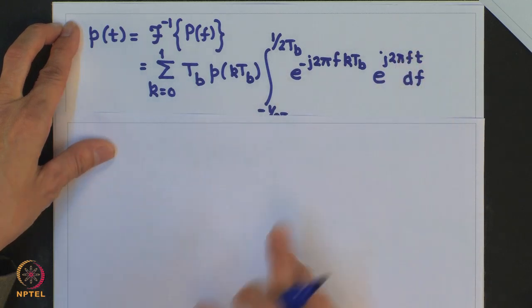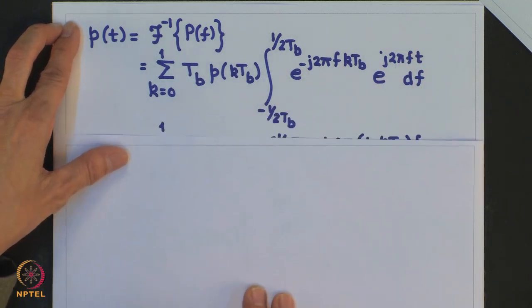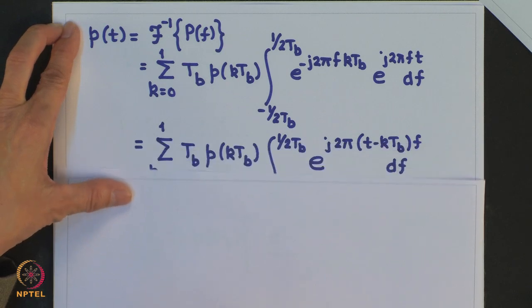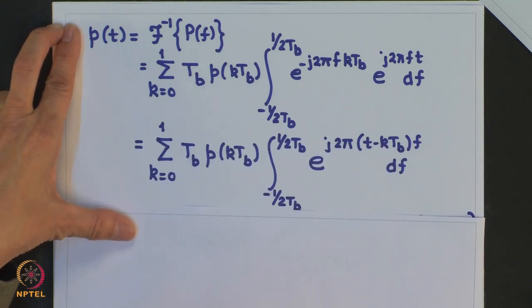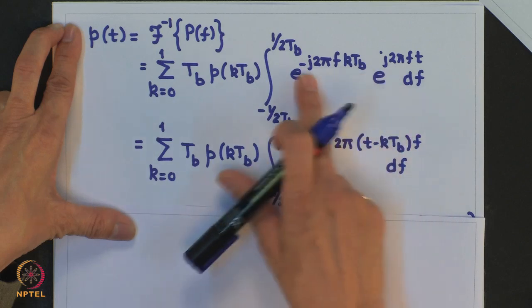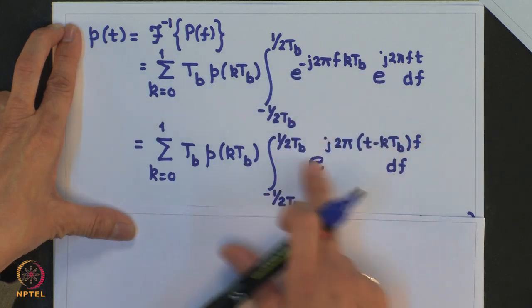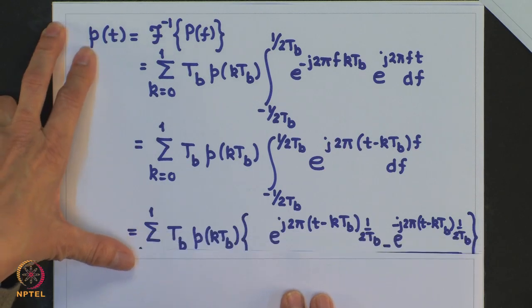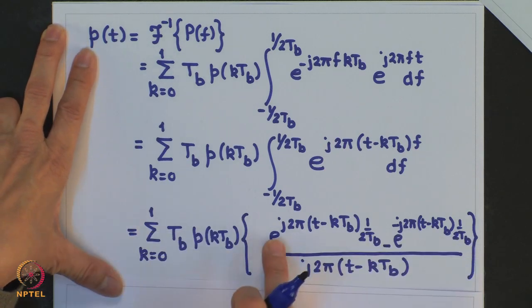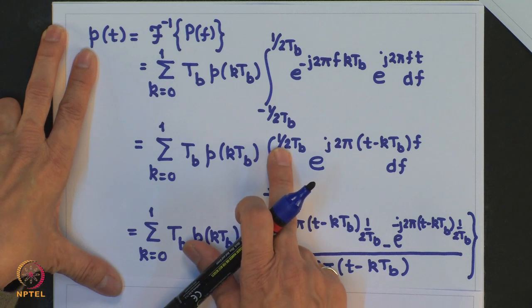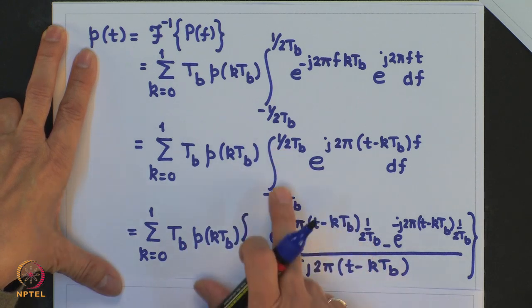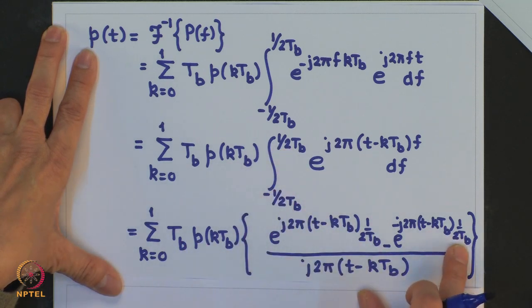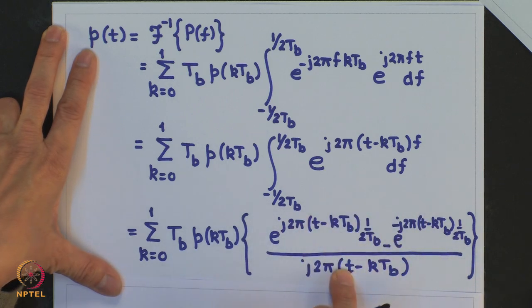This corresponds to the inverse. I simplified the writing. These two terms are combined as one term. I integrate this and substitute the values. The upper limit is 1 by 2 TB. The lower limit is minus 1 by 2 TB. This is the integration.